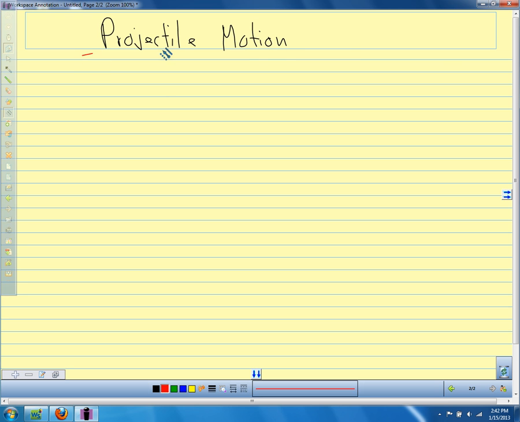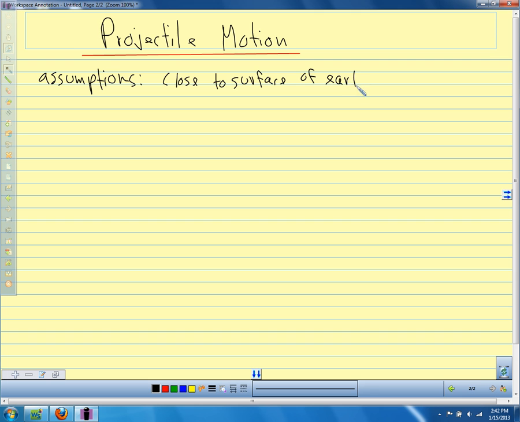So for projectile motion, we're thinking of projectile motion close to the surface of the Earth. We're making some assumptions to simplify our work. We're close enough to the surface of the Earth that we're saying that the Earth is flat. So we're not taking into consideration the curvature of the surface of the Earth. We're talking about a flat surface.